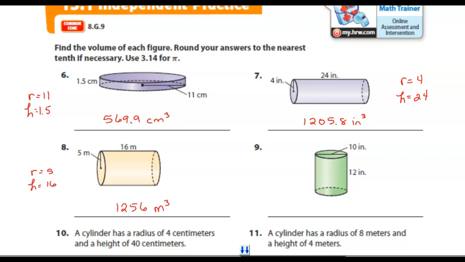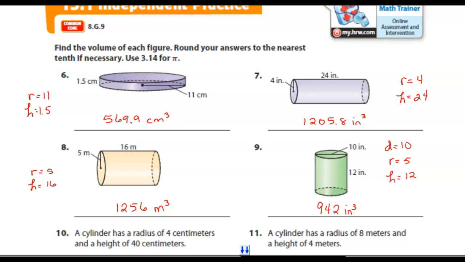You should have found that the radius is 5, the height of the cylinder is 16, and that when you take 3.14 times 5 squared times 16, you get 1,256, and so therefore the volume of this cylinder is 1,256 cubic meters. Do the same for number 9, please.